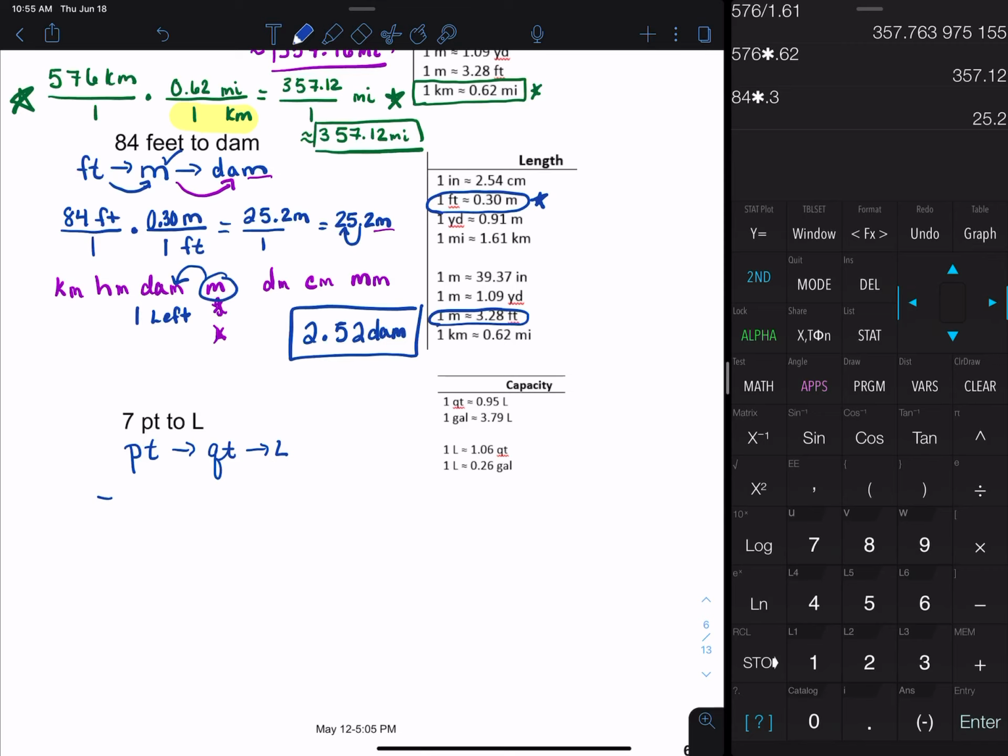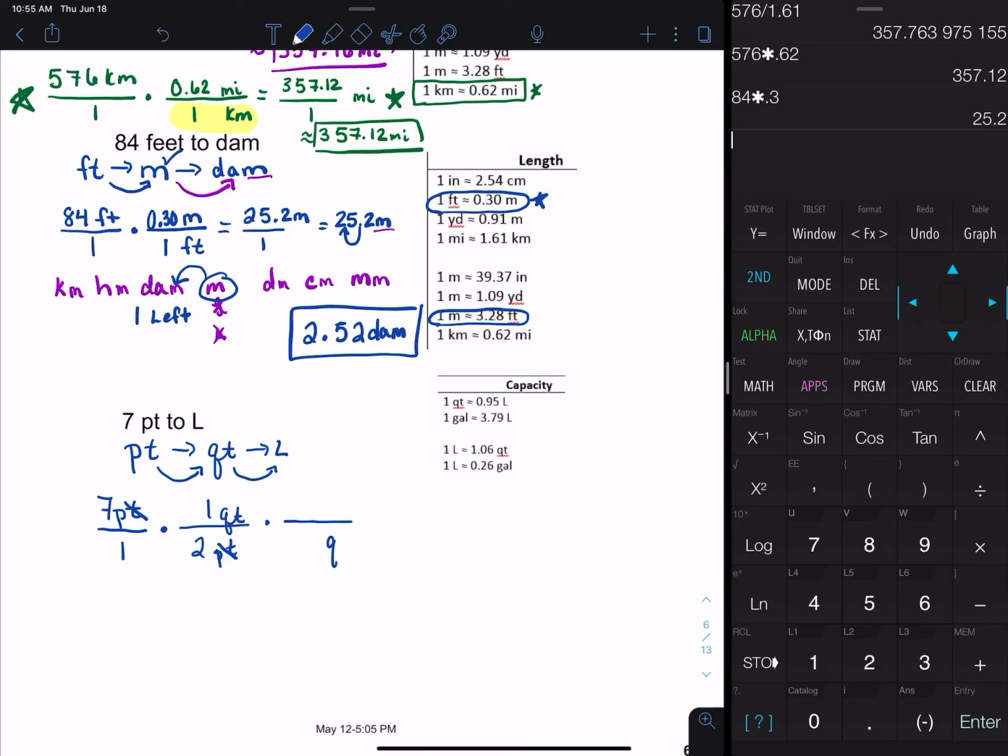So I have 7 pints over 1, and I know my pints to quarts is that dimensional analysis, so that's why I'm starting with it over 1. And I know that there's 2 pints in every 1 quart. I set my pints to be diagonal from each other. Now I'm going to go from quarts to liters. So that English system is still involved because I've got quarts there. So I'm still going to use dimensional analysis.